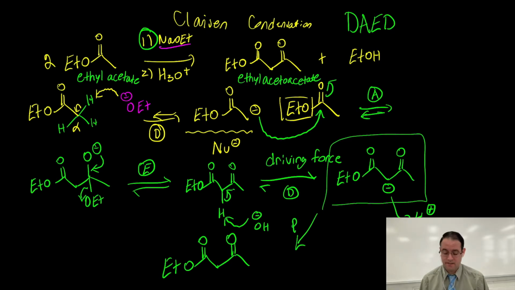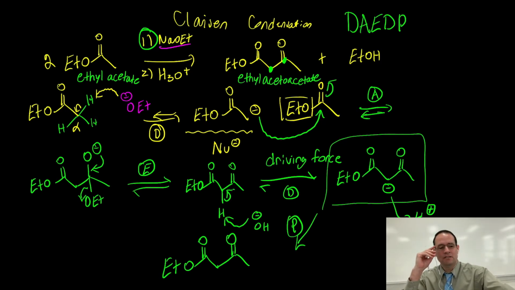So if you need another letter for that, we can call that P for protonation, and we'll put that at the end, okay? So you protonate and you basically work up the reaction mixture to return it to a neutral pH, okay? So that's the Claisen condensation. It's a carbon-carbon bond forming reaction. You're forming this new bond, and it's a synthesis method for making beta keto esters, okay? Beta keto esters.